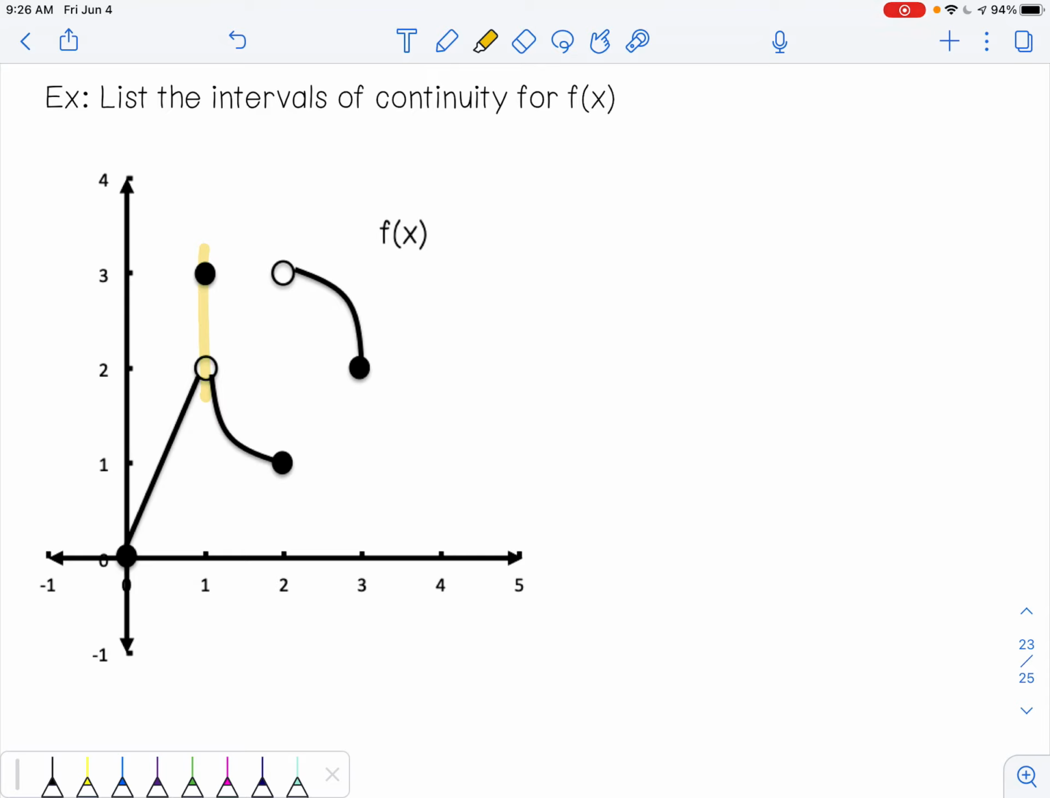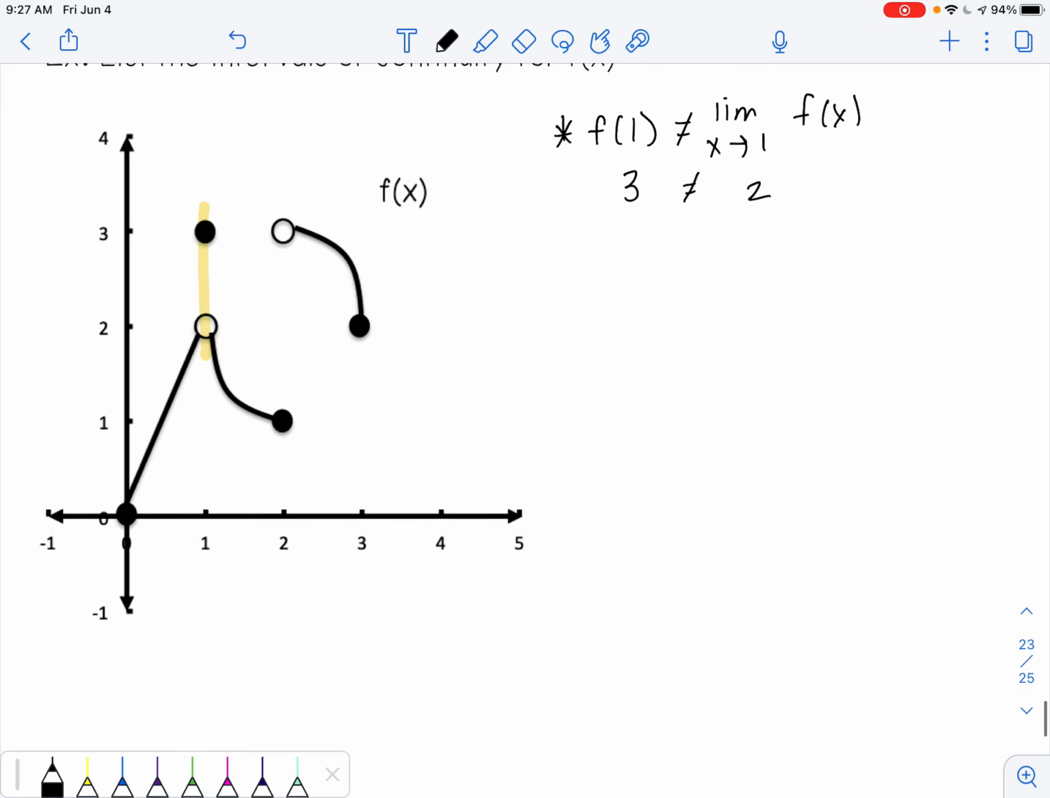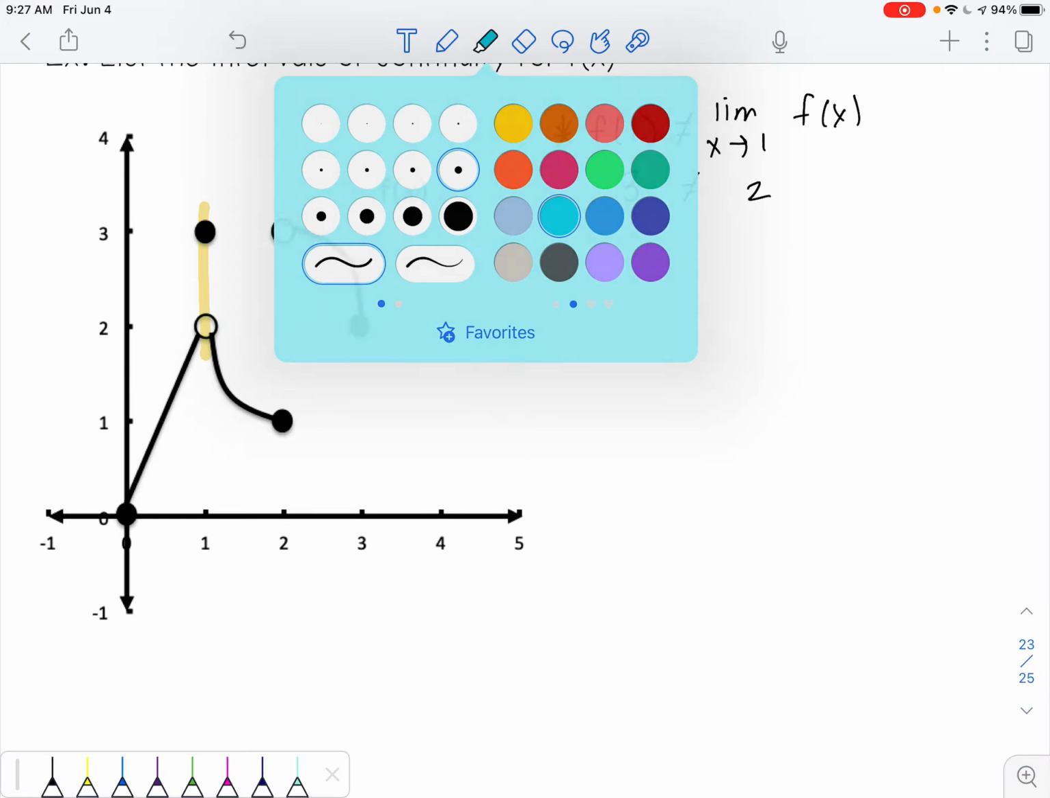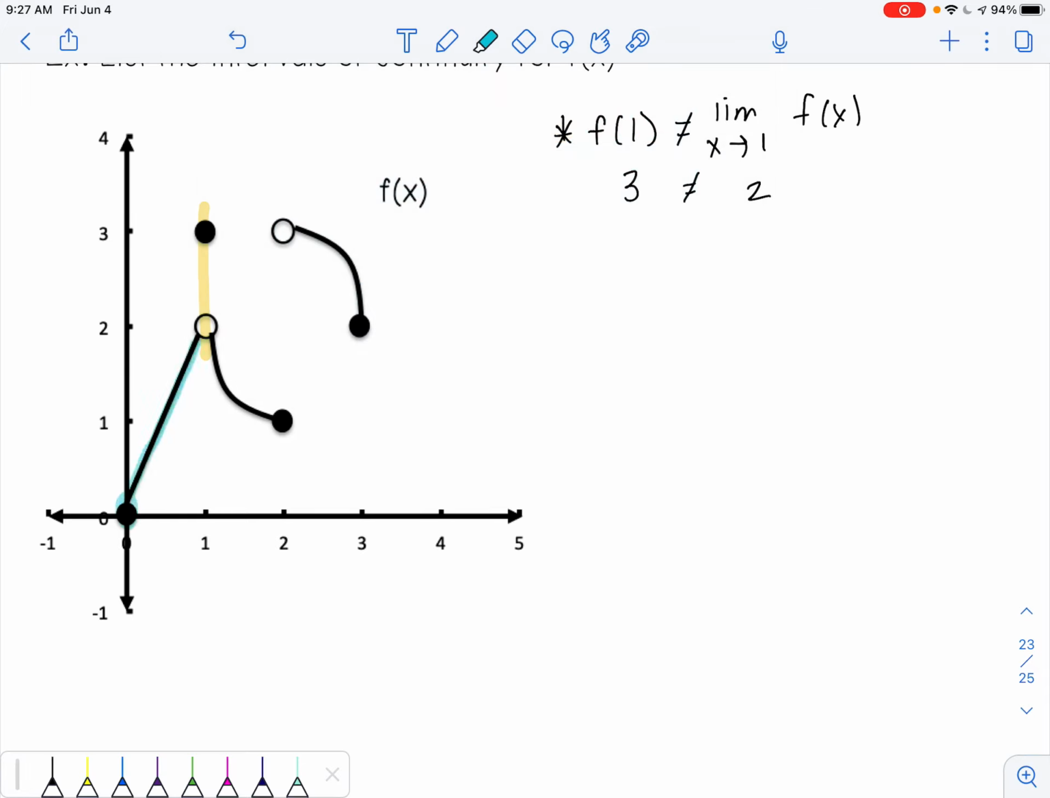So we can see that we have a hole discontinuity here. We're going to have an open circle there because f of 1 does not equal the limit as x approaches 1 of f of x. Because the limit as x approaches 1 is 2, but the function value is 3. So we are discontinuous there.